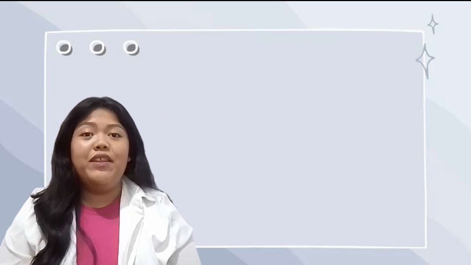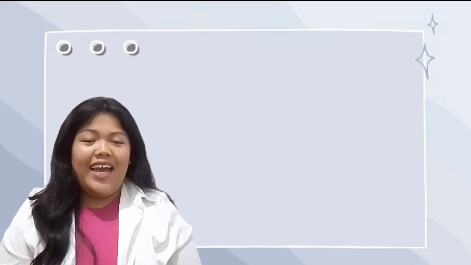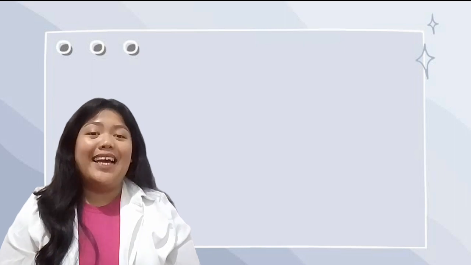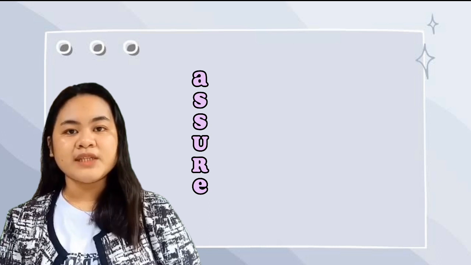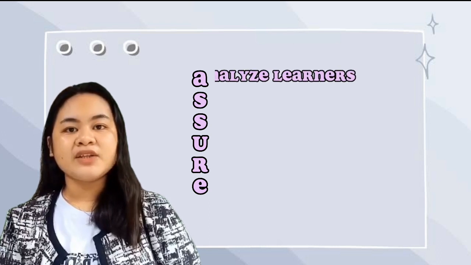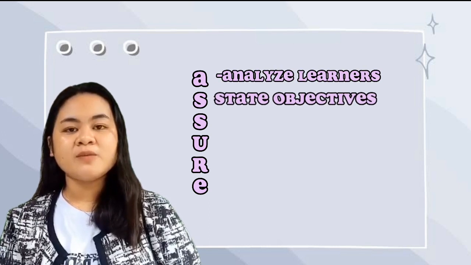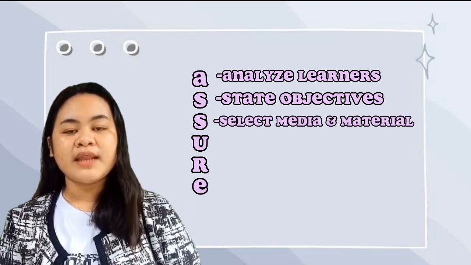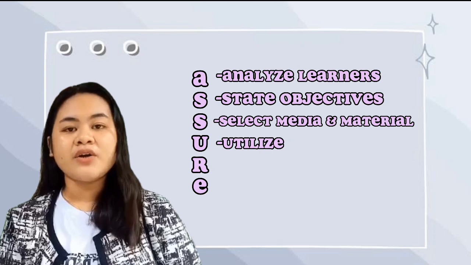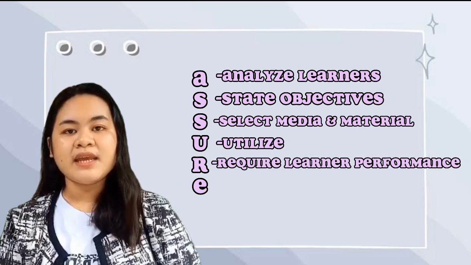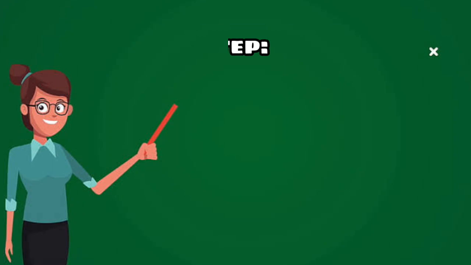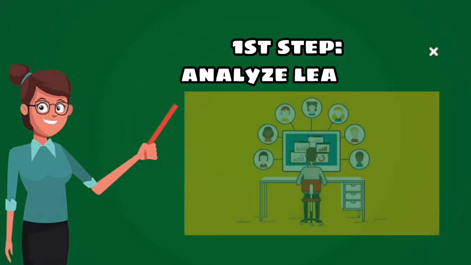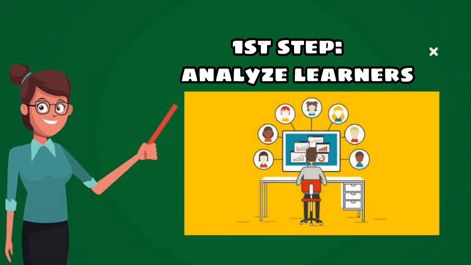The following will be the breakdown of each step and will be introduced to you by Ms. Gladys Antipuesto. A. Analyze learners. S. State objectives. S. Select media and materials. U. Utilize the materials. R. Require learner performance. And E. Evaluate. The first step in this process is to analyze the learner, or analyze learner characteristics.